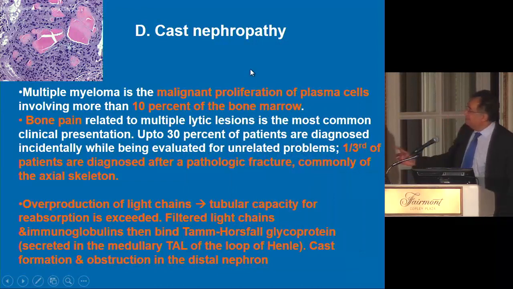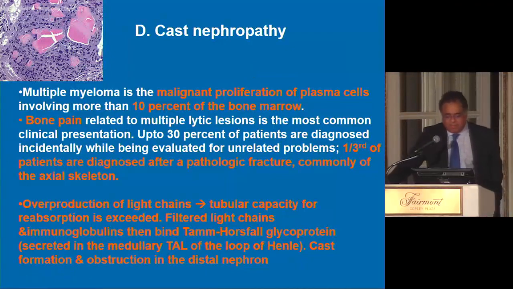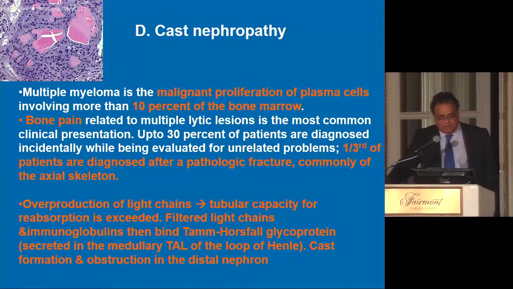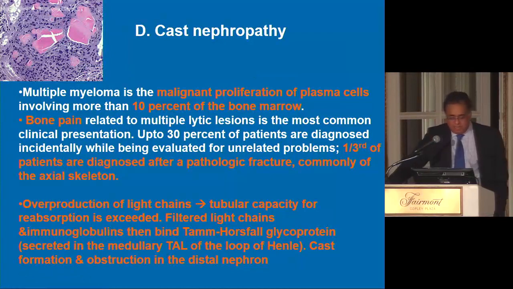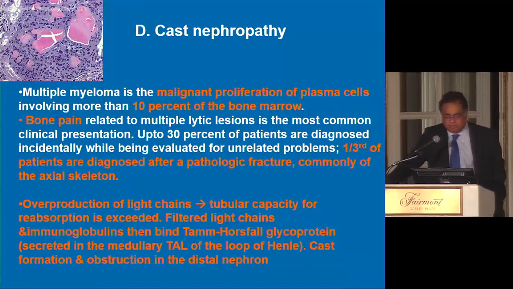So you're right, D. This is cast nephropathy. So multiple myeloma is, as you know, the malignant proliferation of plasma cells involving more than 10% of the bone marrow. And these patients have bone pain, which was mentioned in the history, which is related to multiple lytic lesions, and it's the most common presentation. Up to 30% of patients are diagnosed incidentally while they're being evaluated for other things. A third of those patients are diagnosed after a pathological fracture, commonly of the axial skeleton.